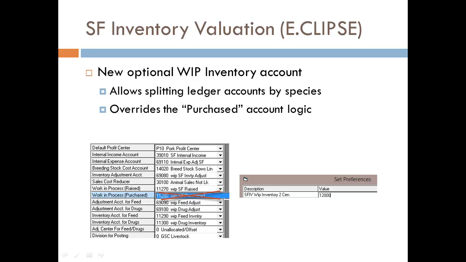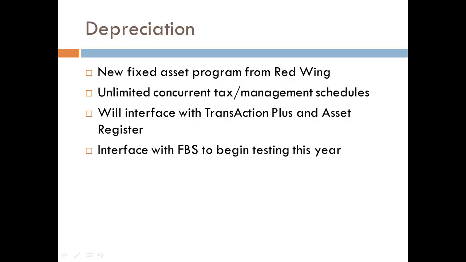And last thing is we'll show you a few screens tomorrow. This has taken a long time to get accomplished, and I think it's good. But it's been a couple of years. Red Wing has been working on a new depreciation module. I think they developed it for Farm Credit, and they've run a lot of iterations through, and it's going to be a pretty good, solid program.